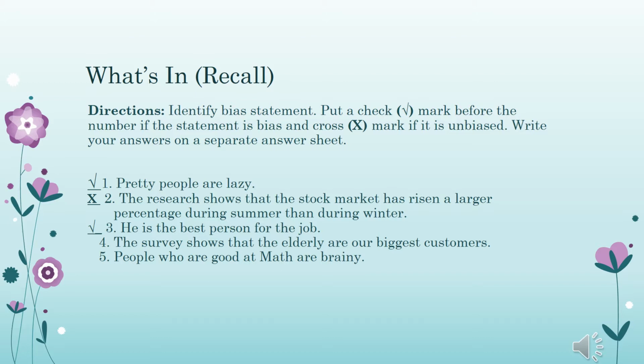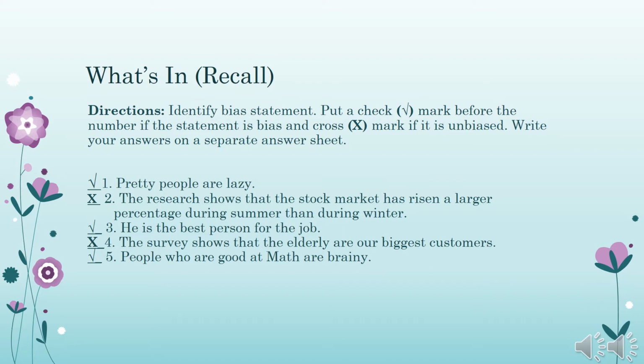Now let's move on to number 4. The survey shows that the elderly are our biggest customers. What is your answer? If your answer in number 4 is a cross mark, then you are correct. This sentence is not biased. Now, let's go to the last number, 5. People who are good at math are brainy. What is your answer? The correct answer in number 5 is check mark. This sentence is biased.